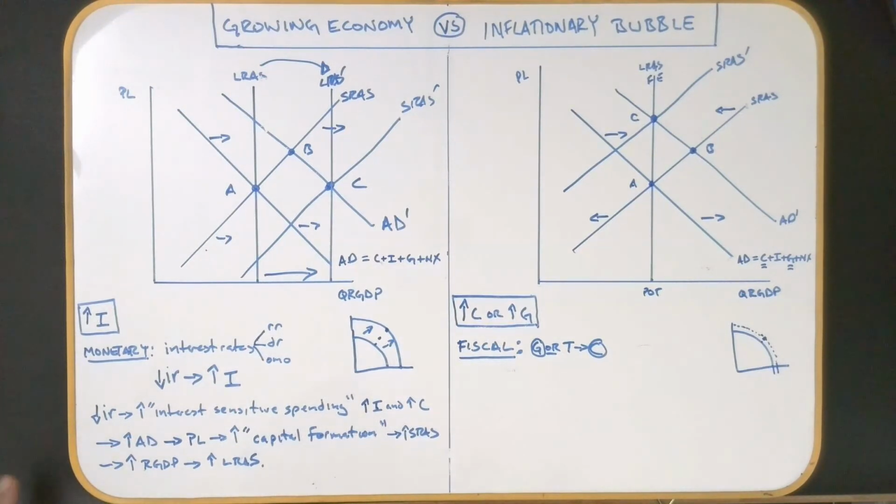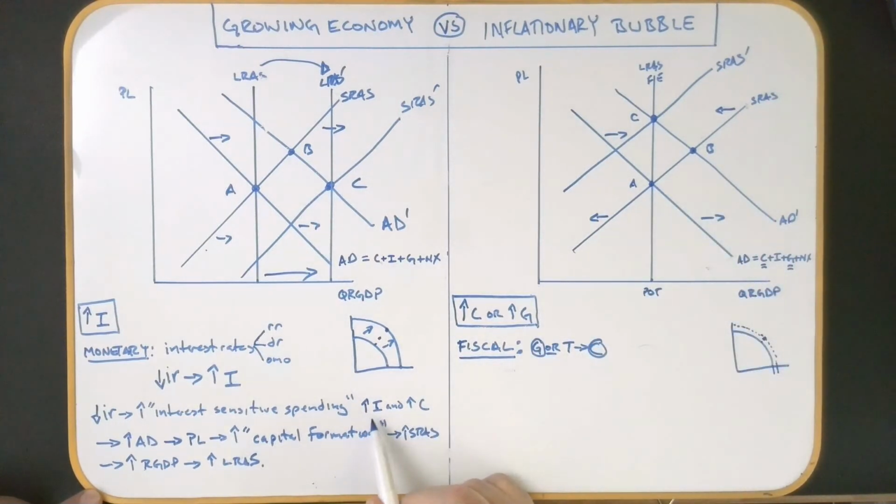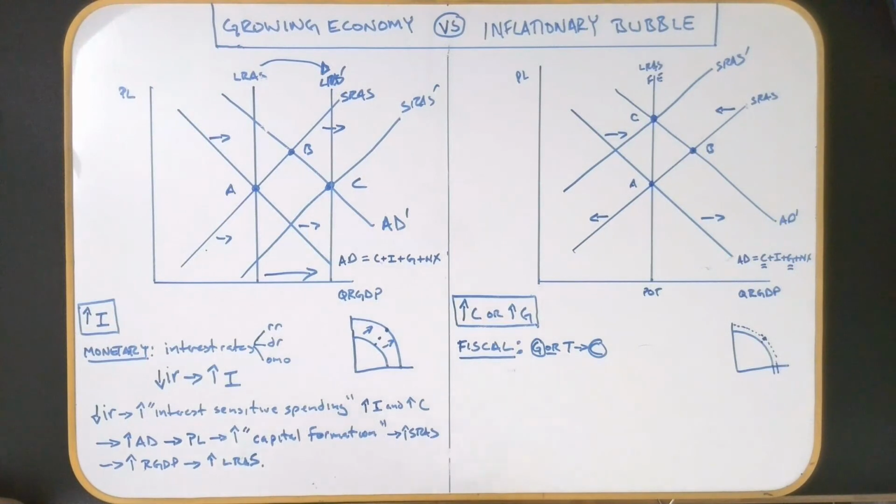Low interest rates, what do they do? They lead to an increase in interest-sensitive spending, which is consumption, but that's a temporary change. The biggie is I. Interest-sensitive spending, which is investment. And what happens when they do that? Well, that increases aggregate demand and price level, but it leads to an increase in capital formation. That's the huge one. And that capital formation is what leads to the increase in SRAS versus the decrease in SRAS. Okay? So over here, when the price level goes up, that leads to a decrease in SRAS because there's no capital formation. It's just a hot economy.